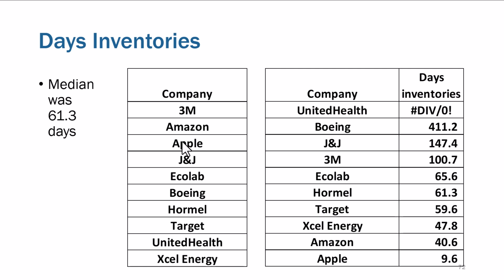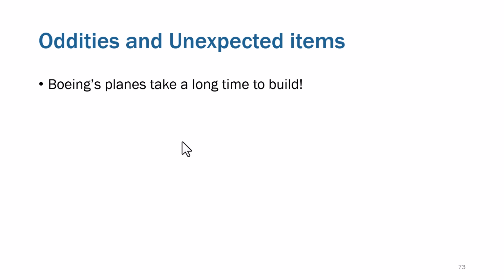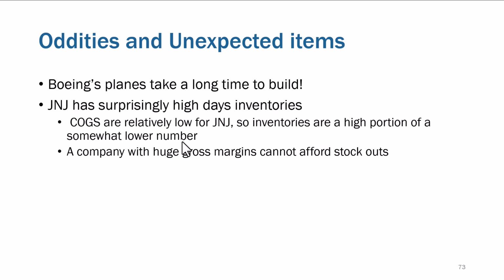I was a little surprised with 3M actually that it was taking that long. Maybe their manufacturing process is longer. I don't know. I'd have to think about 3M. Boeing's planes, long time to build. And the customers pay as that goes along. So it's not like Boeing is out all that cash because the customer pays as the plane is being built, but its days inventories are very high.